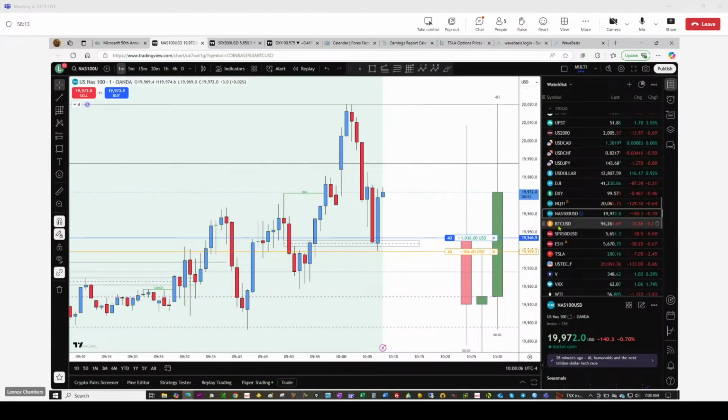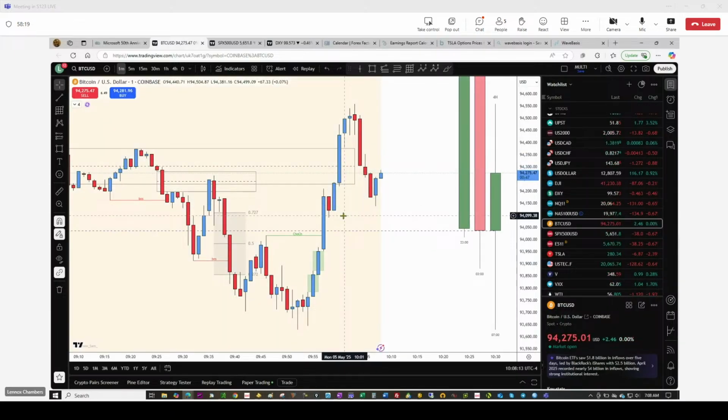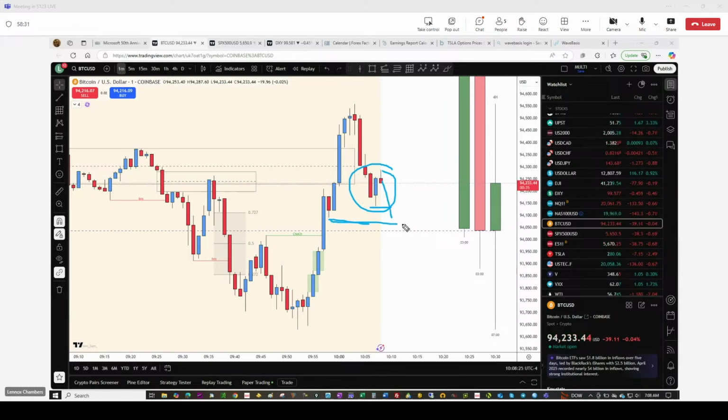Bitcoin is similar, but a little harder to get an entry at this point because our stop is prohibitive again here. We could put our stop here, but they could come back down and take you out. You put your stop under here, but they could come down and take you out. So it's a little tougher on Bitcoin at this point compared to the NAS.